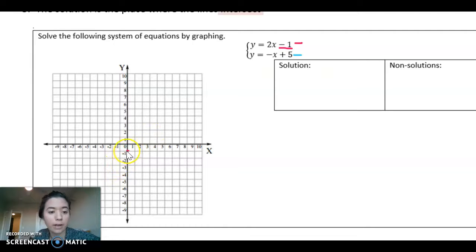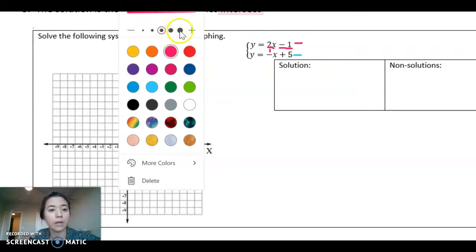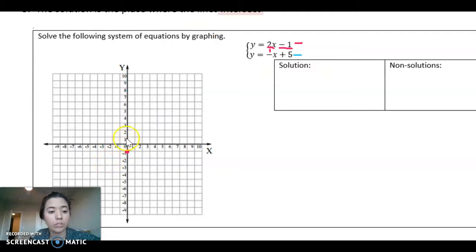So I'm going to put a point at -1. And then my slope is 2 over 1. So that means I'm going to go up 2, right 1. I'm going to make this a little bit bigger. So up 2, to the right 1. Up 2, to the right 1. Up 2, to the right 1. Again, multiple points is going to make it easier to see where the intersection is at.